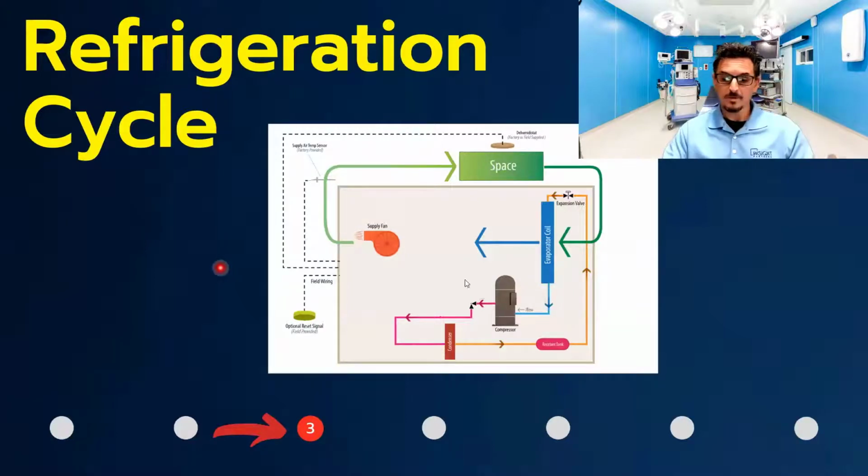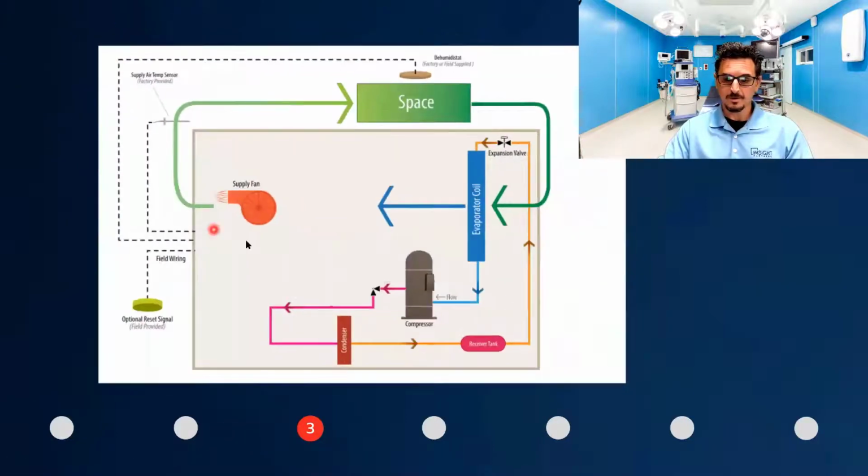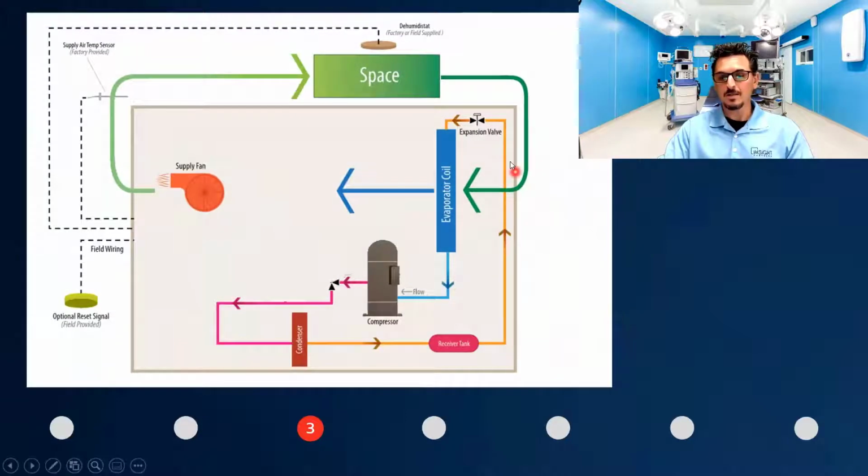What's going on in this slide is that everything in this brown box represents an air conditioning unit. It could be a packaged unit, it could be a split system, it doesn't really matter. You have the space here, so the air is coming out of the system, going into the space, absorbing any heat or humidity, and coming back into your AC system through the evaporator coil. So this is where the air goes, but we're going to focus here on the refrigeration cycle, which is right here.